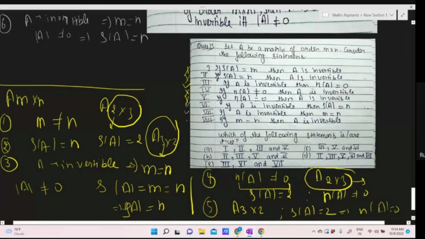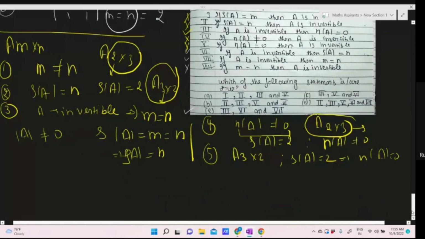And option number 8 is incorrect. It says that if M is equal to N, then A is invertible. No, you can take 1, 1, 1, 1. Here, M is equal to N, that is M is equal to N is equal to 2, but the matrix A is not invertible. From here, we can see that only statement number 3, statement number 6, and statement number 7 are correct. Therefore, option number E is the correct option.